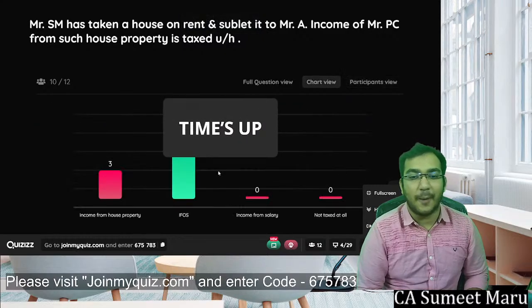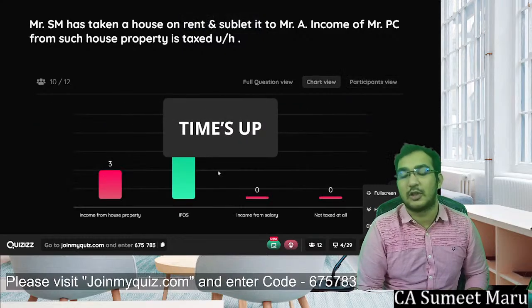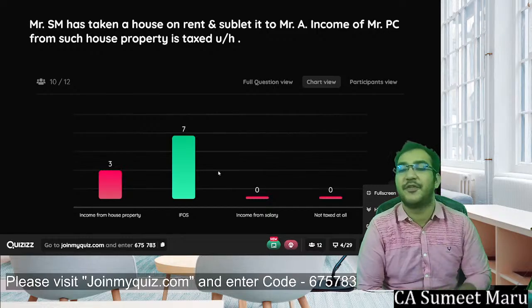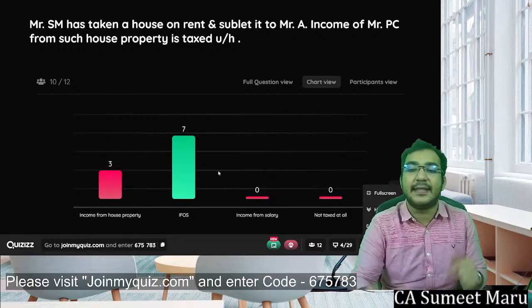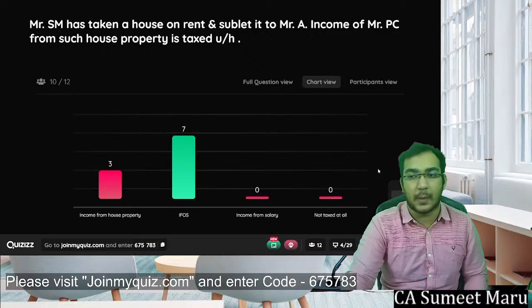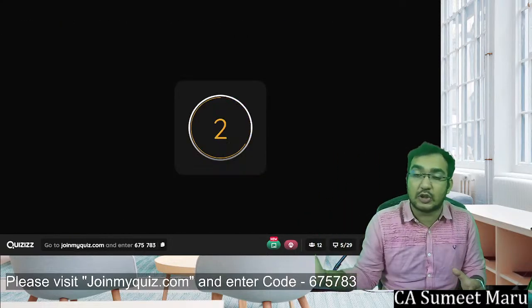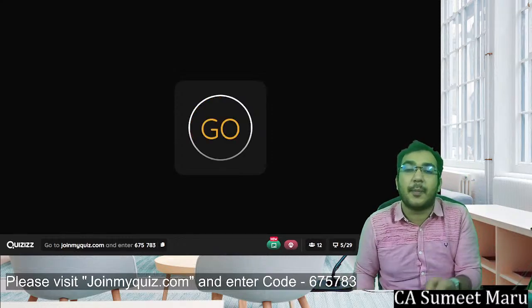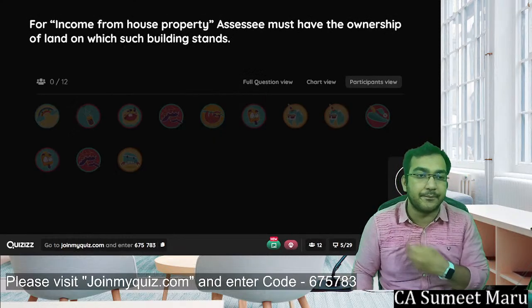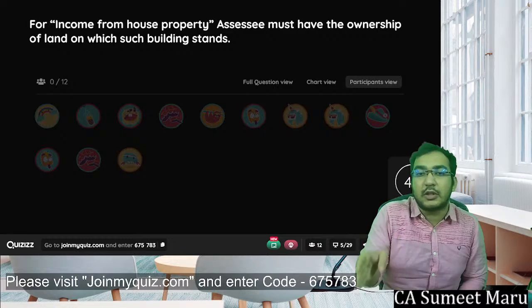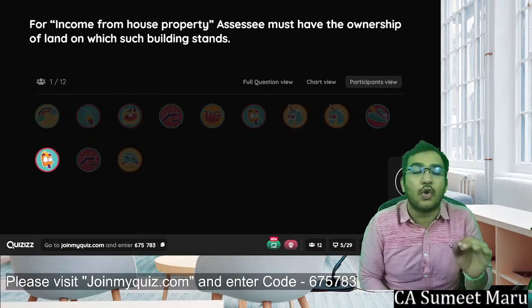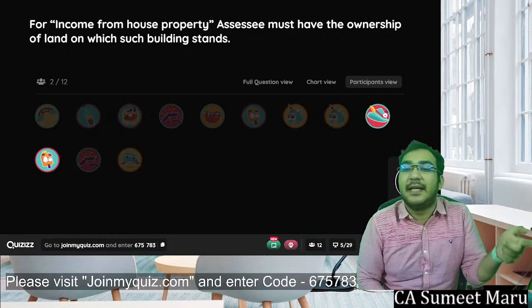And the answer is option B, income from house property. Now good, maximum you are going correct answer. Subletting की income आपकी हमेशा income from house property में जाती है. Because for income from house property, you should be the owner of the property. For income from house property, SSC must have the ownership of land on which such building stand.